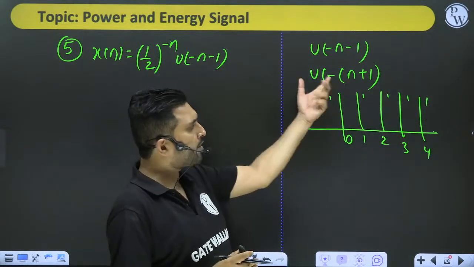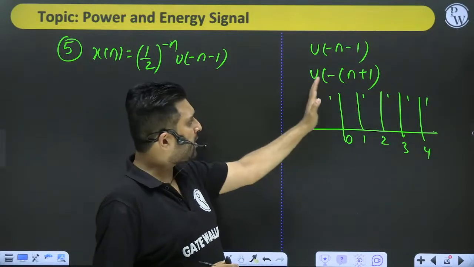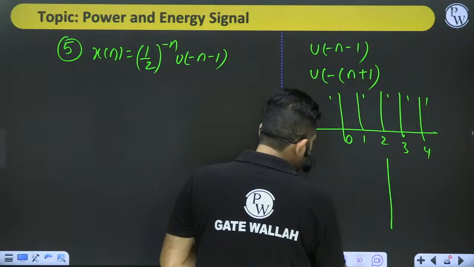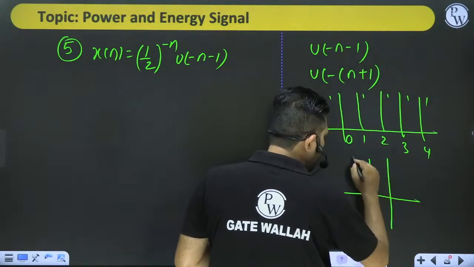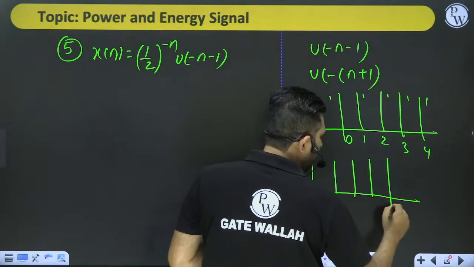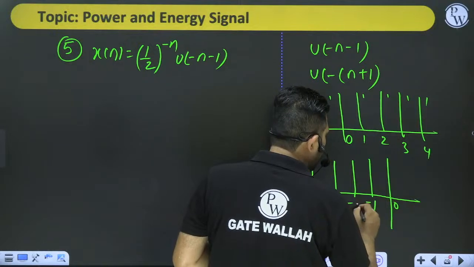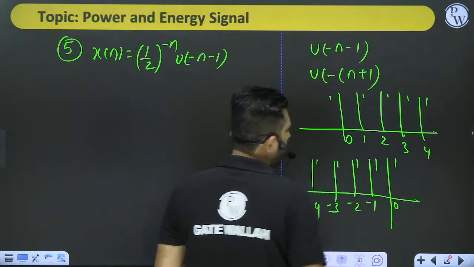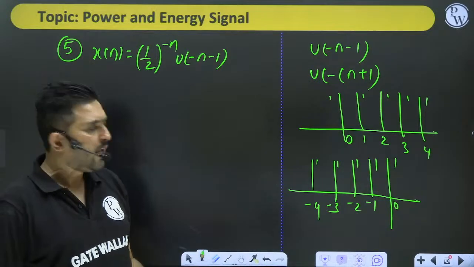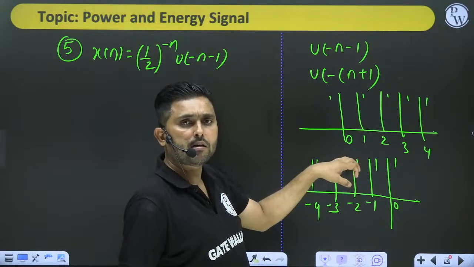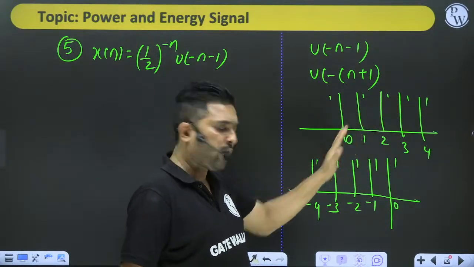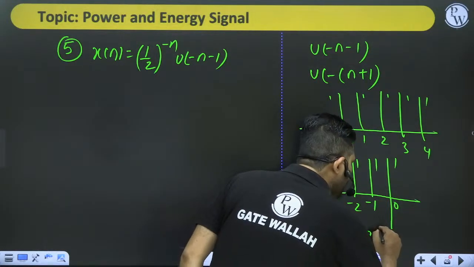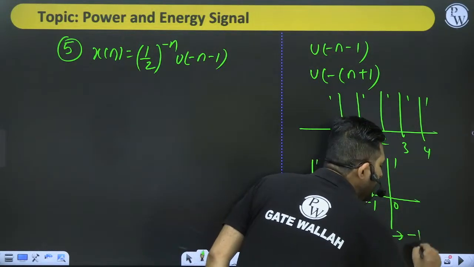We have to first reverse it and then shift it left by minus 1. When you reverse it, don't you think I will get this one? That is 0, minus 1, minus 2, minus 3, minus 4, 1, 1, 1, 1, 1. This is what my u minus n is. And when you shift it, the limit will come out to be minus infinity to minus 1, because we are left shifting it.